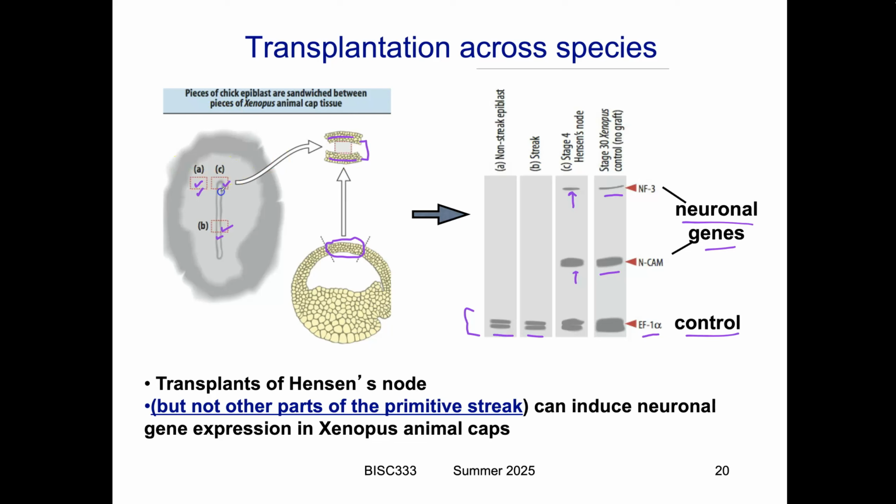So this tells us a couple of things. One is that this is definitely an organizing center and inducer of gene expression, and that the signals are so similar between the two organisms that you can take the Henson's node of the chick, culture it with some frog tissue, and get the induction of neural fates, specification of neural tissue.